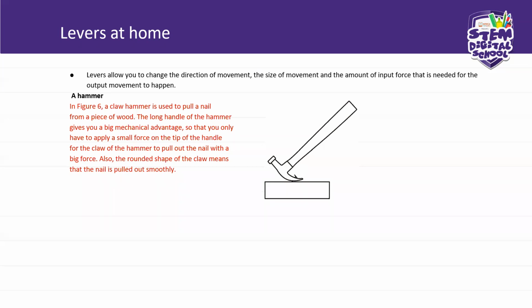If our systems have mechanical advantage, the input force that we apply has to be multiplied in the output. So we know this is a good machine. It's really making our lives easier. Also, the rounded shape of the claw means that the nail is pulled out smoothly. So this is a first-class lever, as you correctly said.